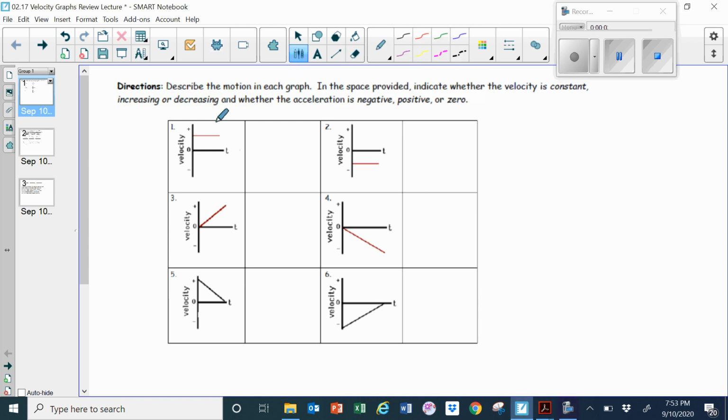The motion in each of these graphs. And we're going to use the clues in the graph to decide how the object is moving. So you'll notice in each of these graphs, there are 6 of them. They're all velocity time graphs. You can see that label. That's the first thing you should look for.